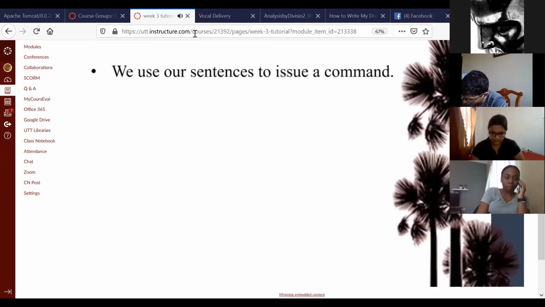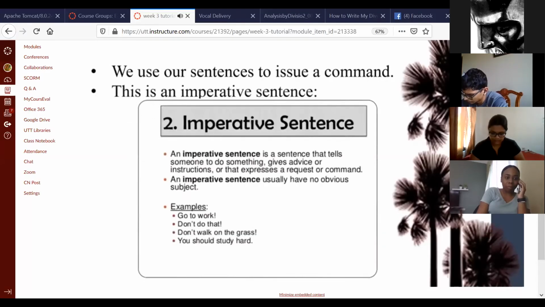We also use our sentences to issue a command. This is called an imperative sentence. Here are some examples of imperative sentences.